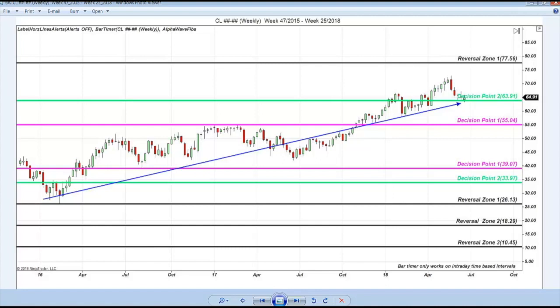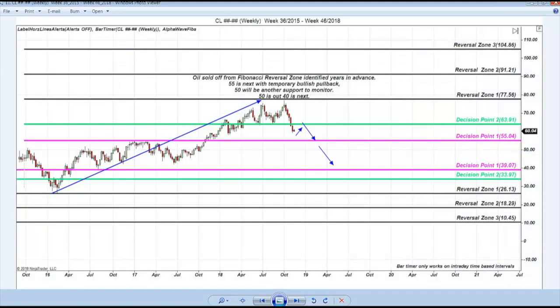No surprise. Again and again and again. And it starts staging selling pressure from Fibonacci reversal zone. What do I say? 64 is out, oil will sell off. 55 is out, oil will head to 50. 50 is out, oil will head to 40. Has oil done that? Yes or no?